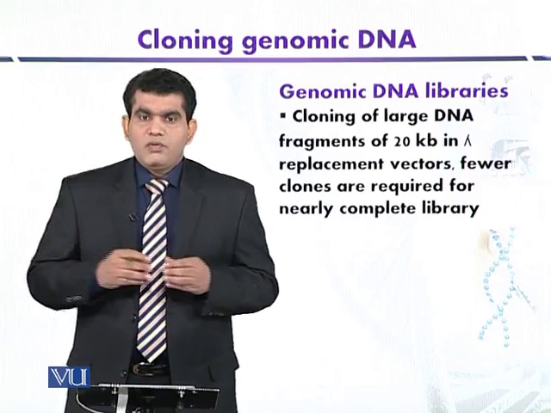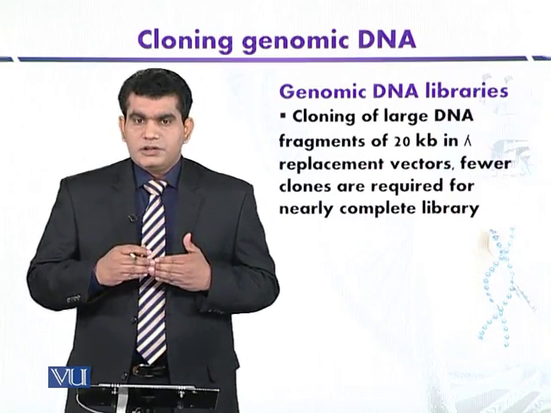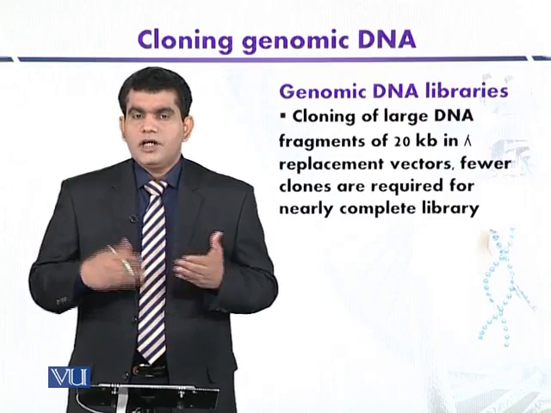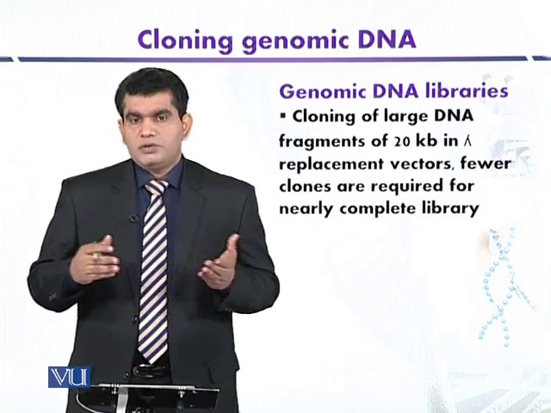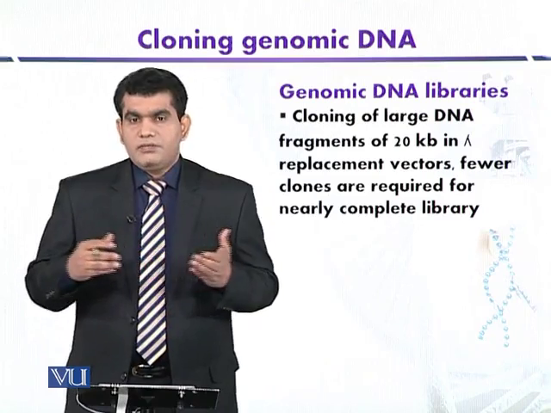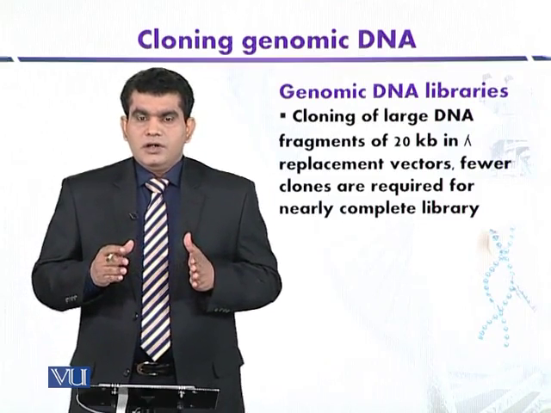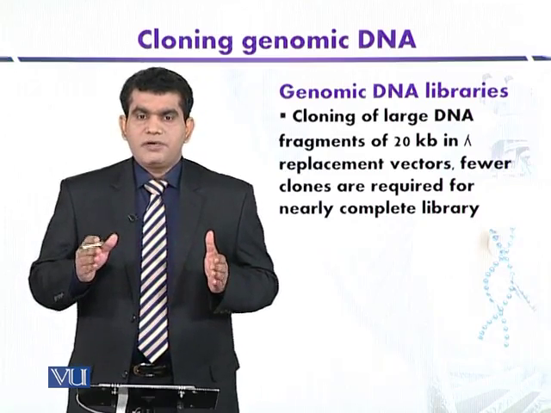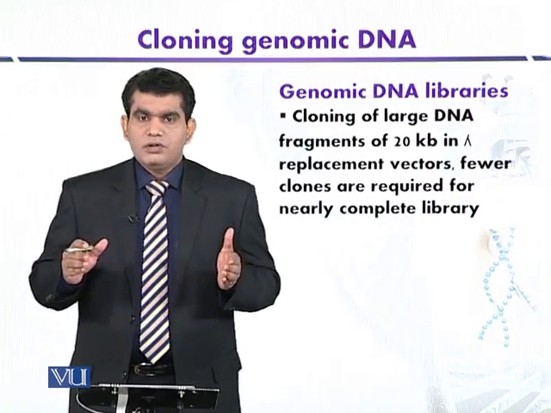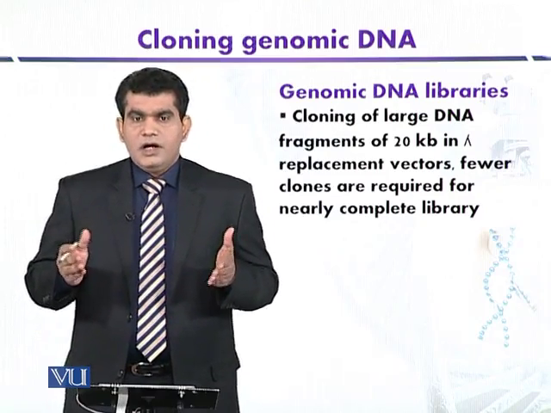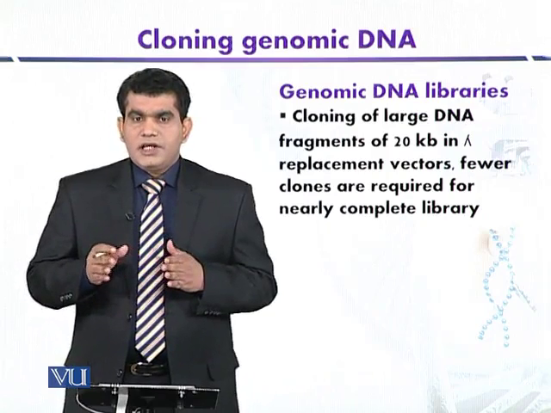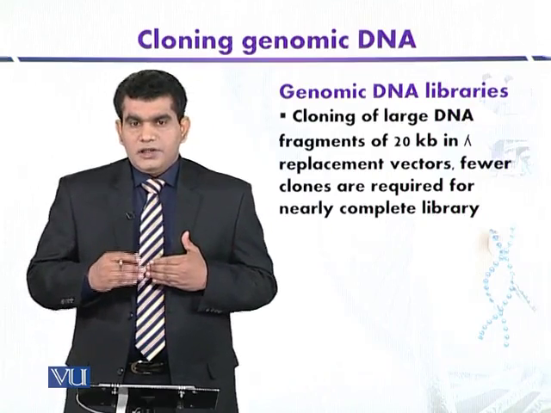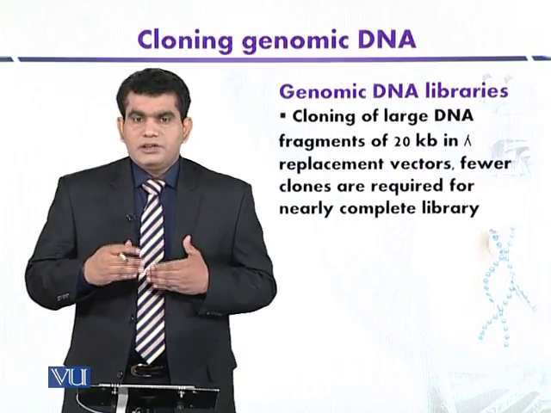This problem can be overcome by using a suitable cloning vector like bacteriophage lambda, as I told you earlier, that can accommodate around 20 kilobase DNA fragments. And here we can digest the source DNA randomly, so that we have random DNA fragments that represent the whole genome of human or any other source, and then they are ligated with bacteriophage lambda that can accommodate around 20 kilobase pairs, and then they can be screened further.